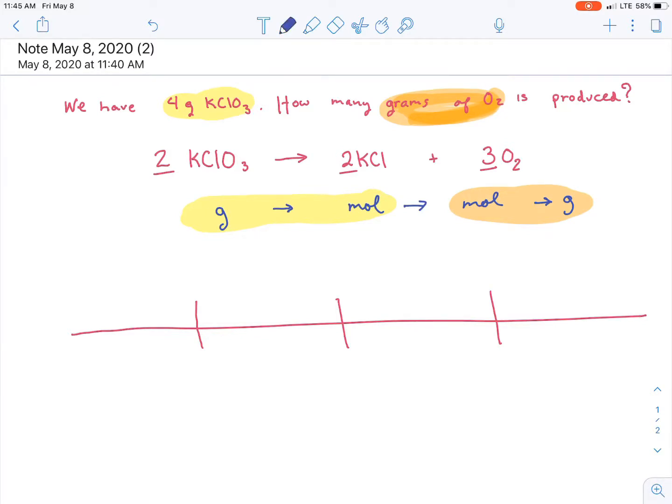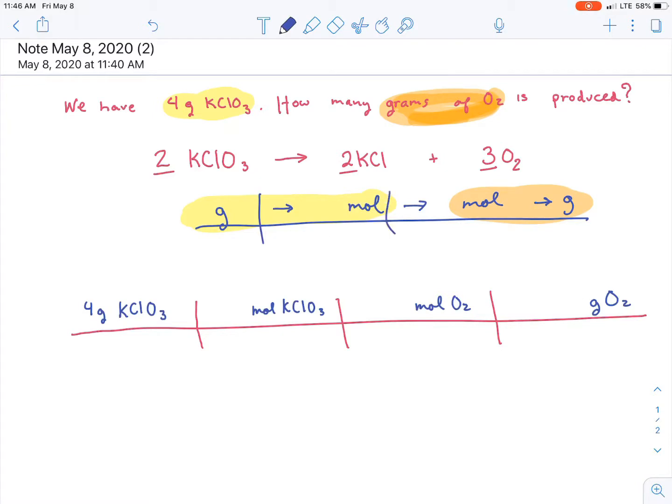All right. So we have 4 grams of KClO3. Right? Now we're going to follow our pattern. Moles KClO3. Moles of O2. Grams O2. All right? That's our pattern. That map is the top shelf of the factor label table. Right? That's it. That's why we have it.